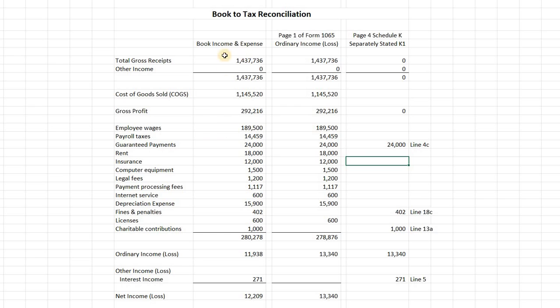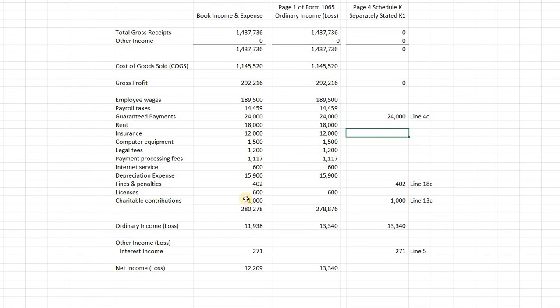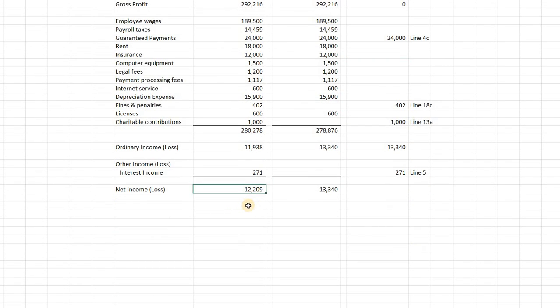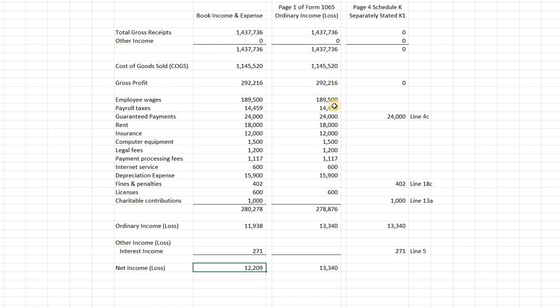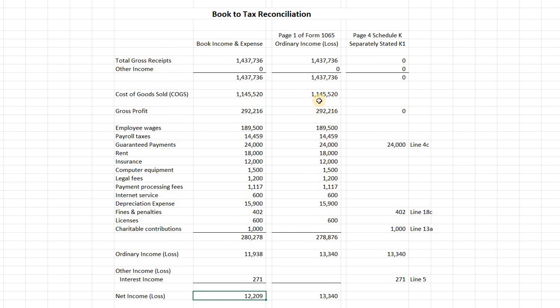So on the left-hand column here, I have book income and expense. So the total receipts, cost of goods sold, all the expenses. So the net income or loss per books matches the net income or loss per books. And then we have a second column that covers items that should be included in page 1. And then a column on the far side that shows the items that should either be separately stated completely or also separately stated. So on page 1, we have the revenue and all the expenses.